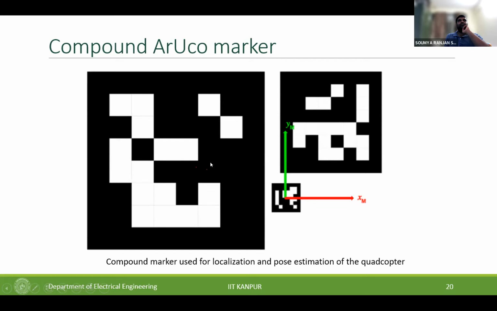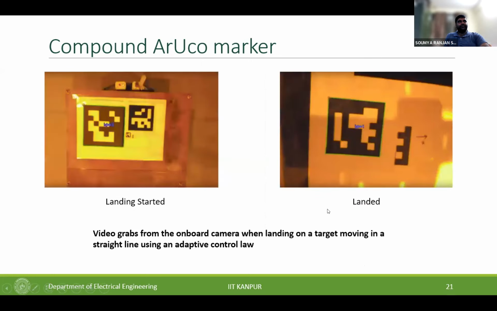The other compounding ArUco markers that are available online and people have talked of are basically fractal based ArUco markers or concentric ArUco markers, so that as you come down, the ArUco markers which are inside become more and more visible. But this was simpler for us to settle on, and that is why we used this.